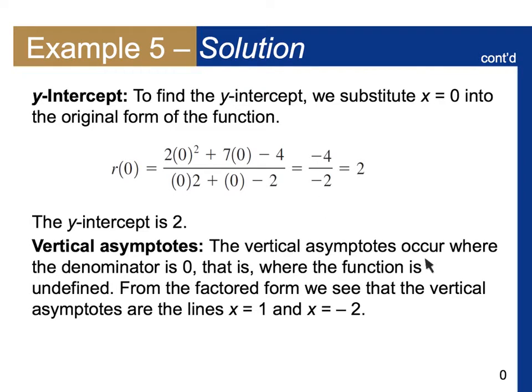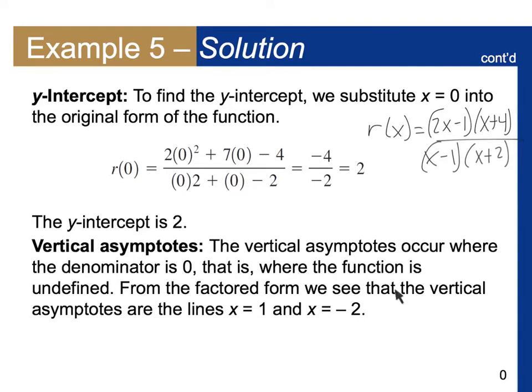Okay, vertical asymptotes. That's where the denominator is 0. So that's where we have x equals 1, x equals minus 2. And we can see that our factored form of our rational function is this, right? So we're going to see where the denominator is 0. So that would be x equals 1 and x equals minus 2, where it's undefined. So that would be our vertical asymptotes.